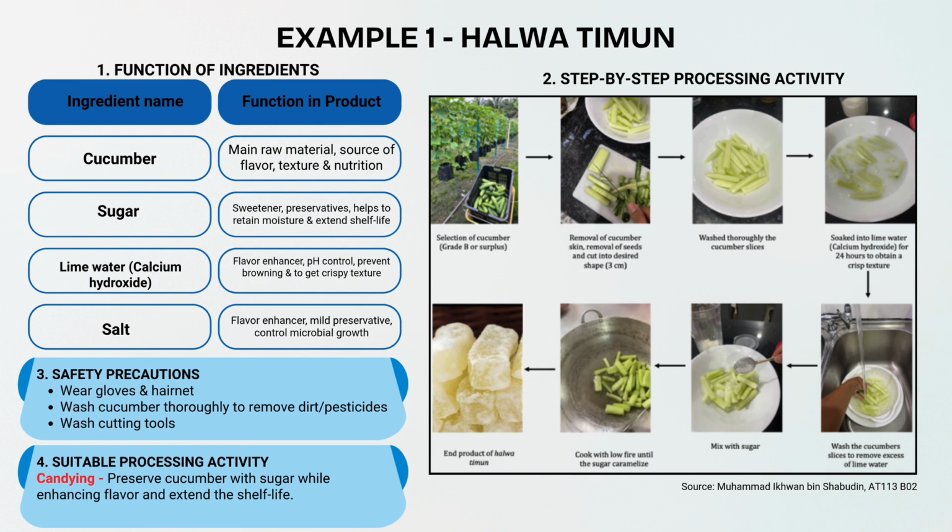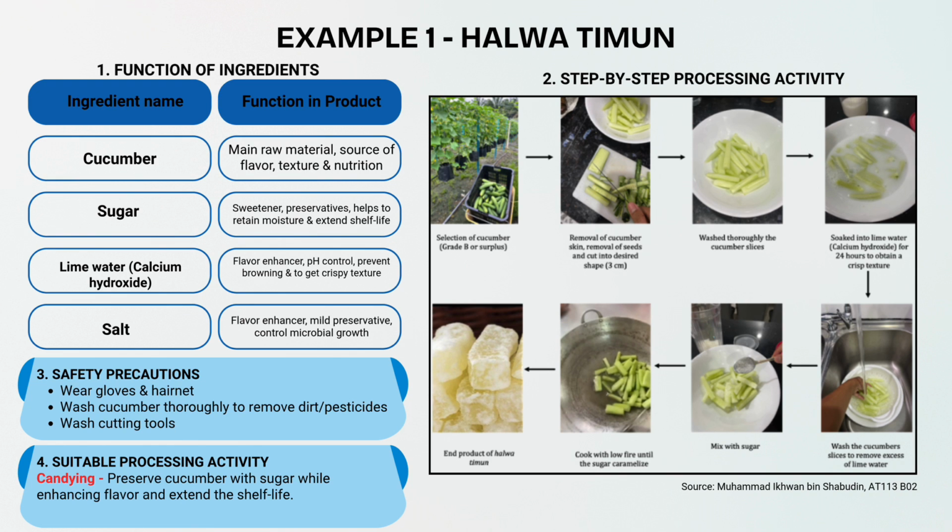Next are the safety precautions involved throughout the handling and processing activity, such as how to prevent contamination and maintain hygiene. Lastly, the suitable processing activity. To produce the Halwa Timun, the suitable processing activity is candying, which preserves the cucumber with sugar to enhance flavor and extend the shelf life.